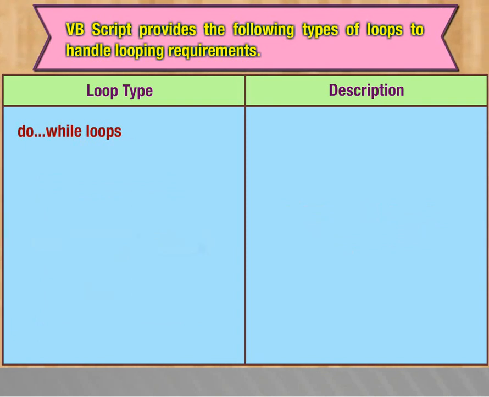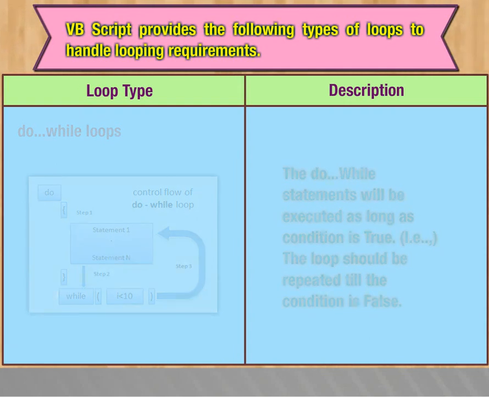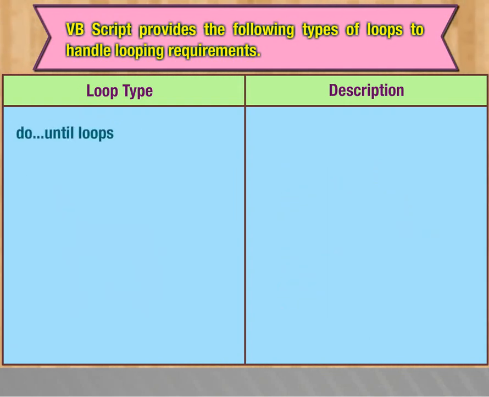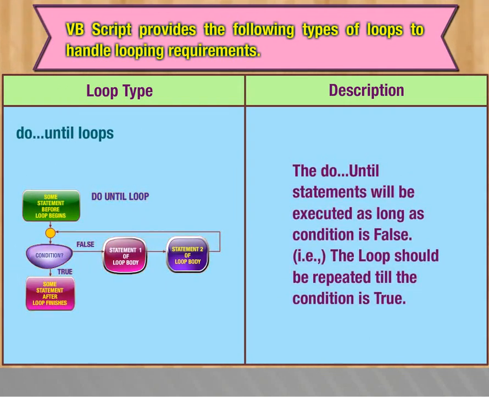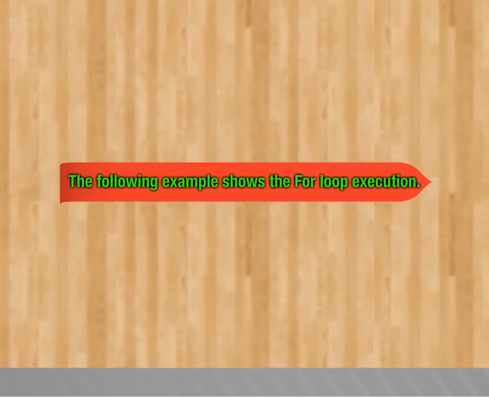Do-while loops: the do-while statements will be executed as long as the condition is true, that is, the loop should be repeated till the condition is false. Do-until loops. VBScript provides the following types of loops to handle looping requirements. The following example shows the for loop execution.